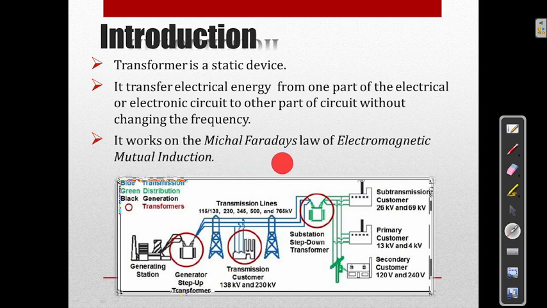It works on Michael Faraday's law of electromagnetic mutual induction. See, this is the pictorial representation of where transformers are used. Here is the generating station, where there will be a step up transformer. Then this is the transmission line. In between, along the transmission line, we also have step up transformers, and in the substation we will have step down transformers. Then the power goes to industries as well as household purposes.